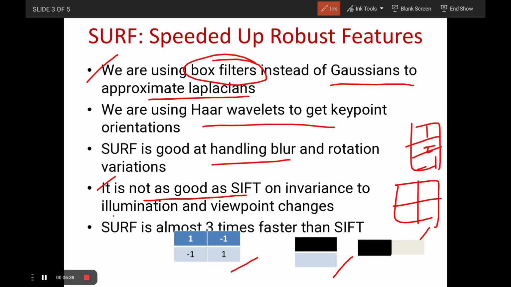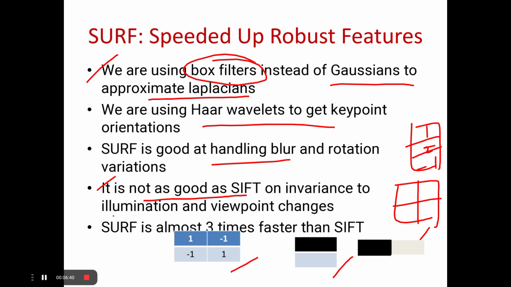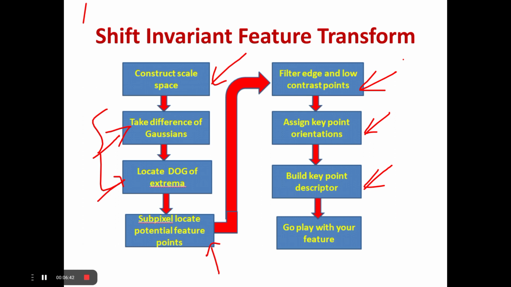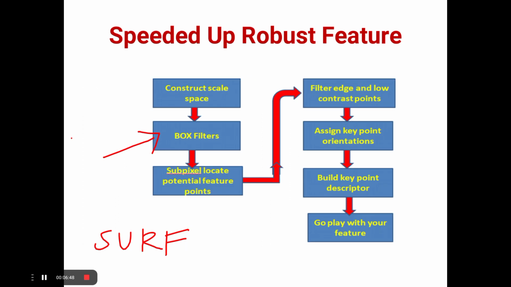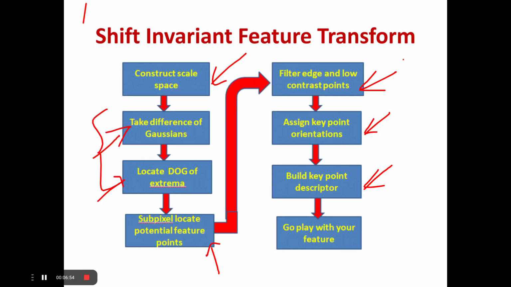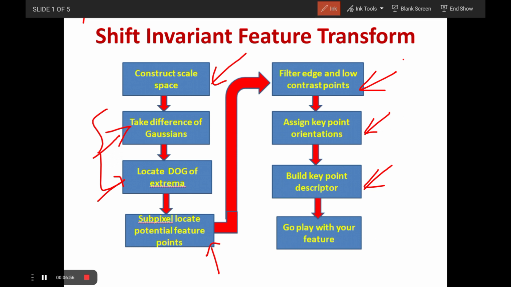I will recap this once. So the basic difference between SIFT and SURF: just a variation in this one is that these two stages, which use the Laplacian, can be replaced with a box filter in the case of SURF. So that is the only basic difference.